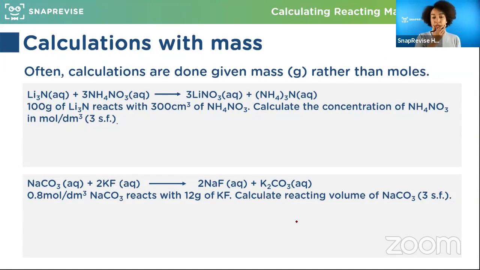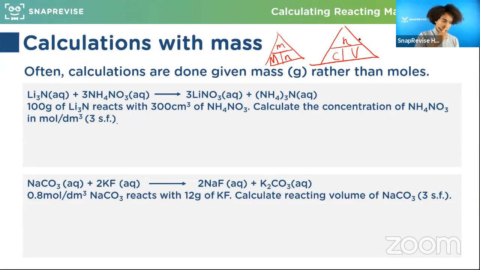So we're going to be talking about what happens if we're given mass instead of moles, as we looked at the beginning. I'm going to write down first the triangle that we used in the last lesson for mass, molar mass, and number of moles. And I'm going to write again our triangle for number of moles, concentration, and volume. Okay. What would you call that? It's not a nitrate. I'm going to call it Li3N, or lithium nitrogen is probably fine. So we have lithium nitrogen reacting with ammonium nitrate, and we have 100 grams of lithium nitrogen reacting with 300 centimeters cubed, and we want to calculate the concentration in moles per dm cubed to 3 significant figures.